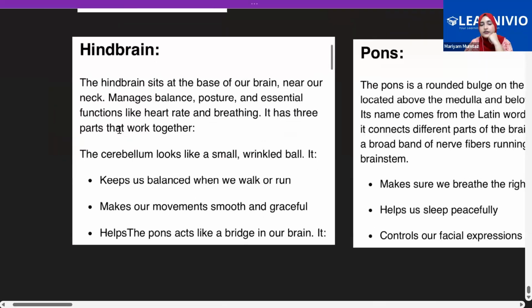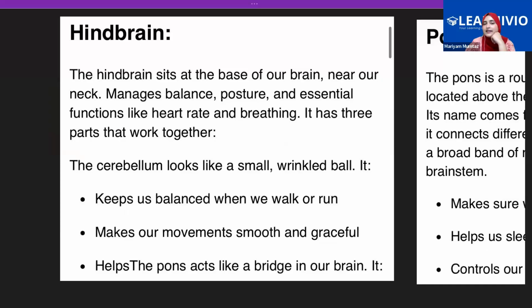Okay. Now, if you see over here, the hindbrain sits at the base of our brain near our neck. So it is like the basal portion of our brain which forms our hindbrain. What it does is that it manages the balance, it manages the posture, and this part of the human brain is extremely important for heart rate and breathing. It can increase our breathing rate, it can decrease our breathing rate, it can increase our heartbeat and also decrease our heartbeat. Now, the hindbrain is a collection of three parts, as I discussed: cerebellum, pons, and medulla.